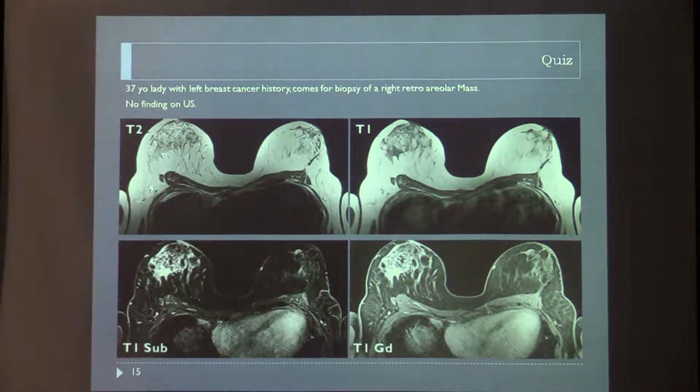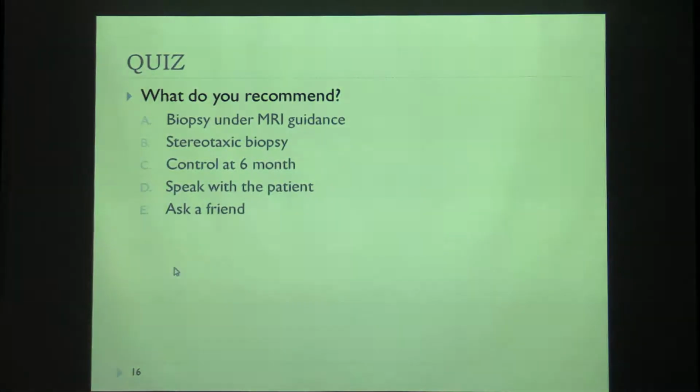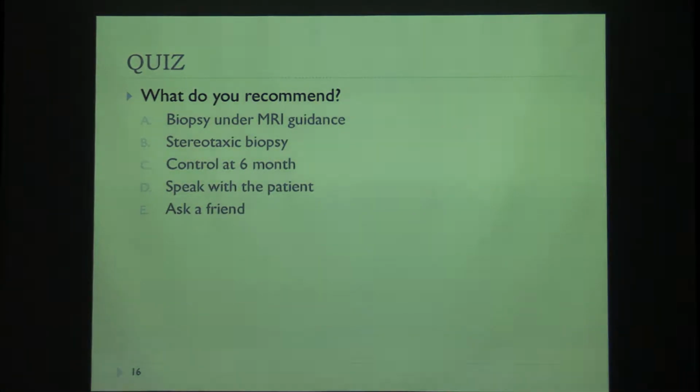I had this case 2 weeks ago. This is a young lady, 30 years old, who came for breast biopsy under ultrasound because she had performed this MRI and they found this enhancement here. So I tried to detect a lesion on ultrasound and I found nothing. So what do you recommend in that case? A biopsy under MRI, stereotactic biopsy, control at 6 months, speak with the patient, ask a friend?